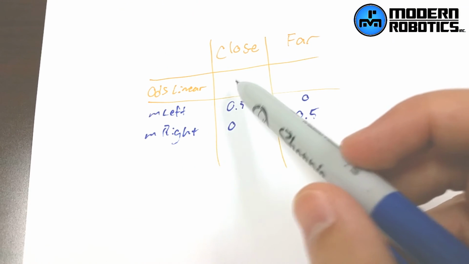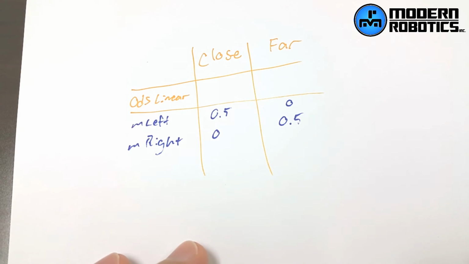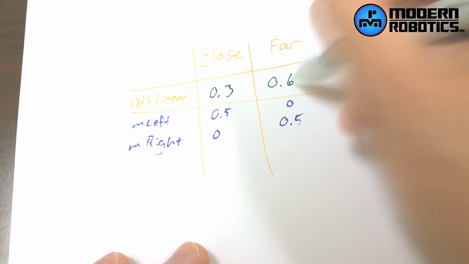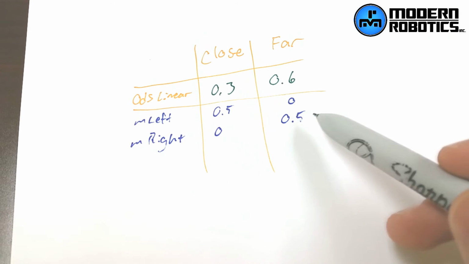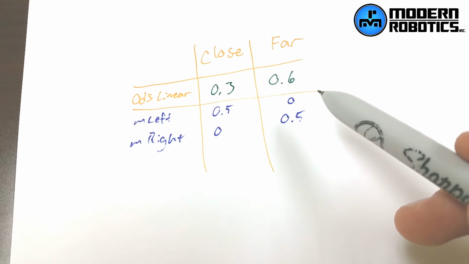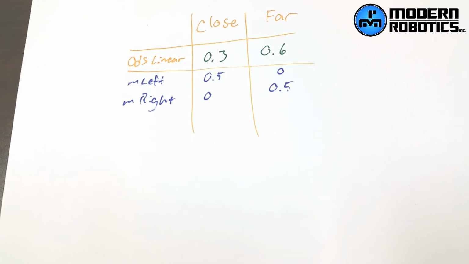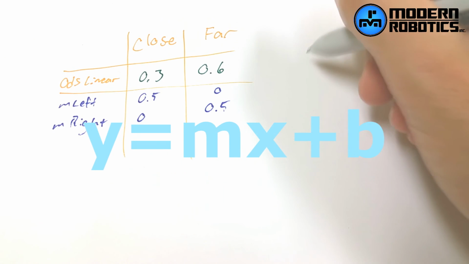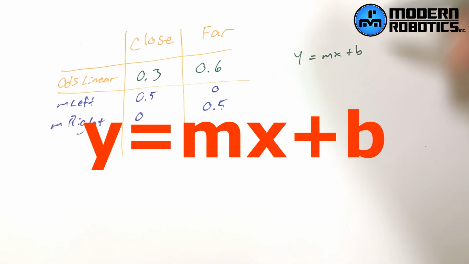But let's say that our ODS linear values were not as simple as they were last time. Let's say that they were 0.3 and 0.6. So the hard part about this is that this isn't 0. We can't just say, whoa, this times something number is going to be this one. So what we're going to do with this is use y equals mx plus b. Yes, that formula you had in middle school that you're never going to use ever in life, you're going to use that in life.